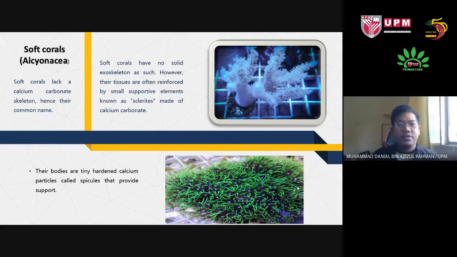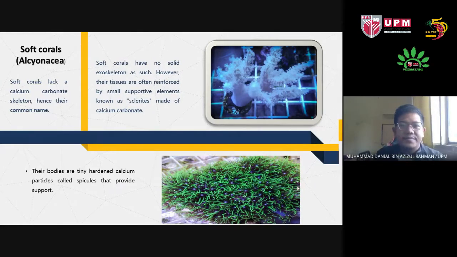Okay, so now all of you have understood that in coral there are two types, soft and hard. Hard is for reef building corals, and soft is for common corals. So let's move on to our next slide.